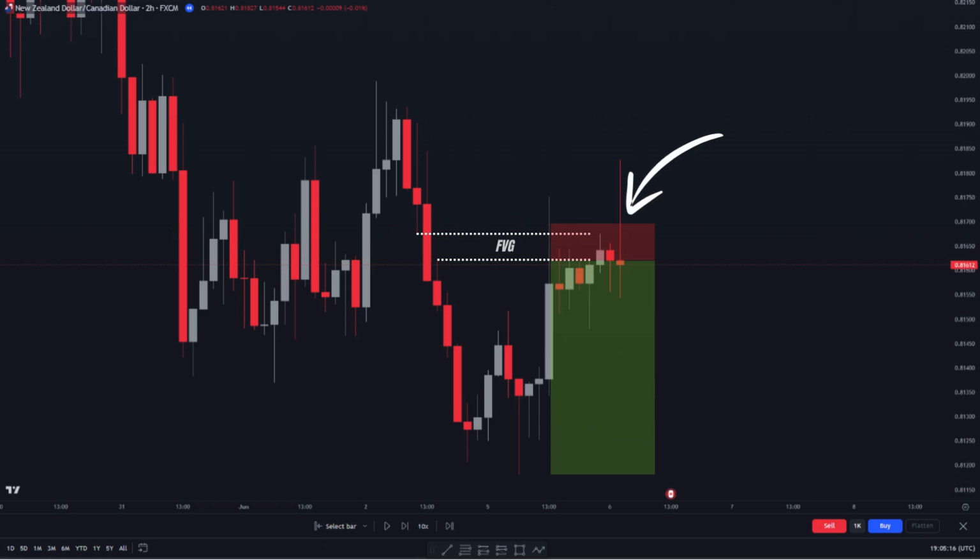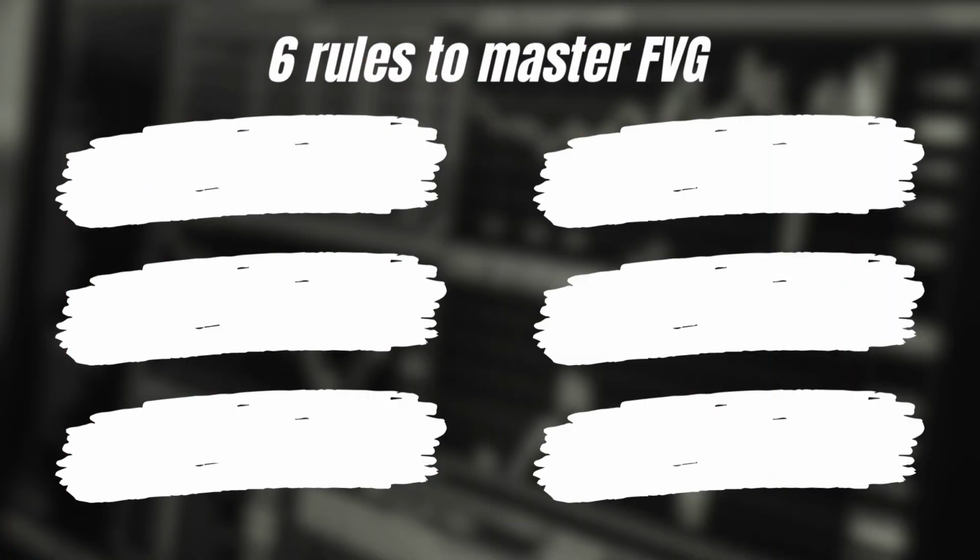The truth is, trading fair value gaps is not as easy as most traders say. Only professional traders can trade them with ease. In my trading experience and knowledge, I have come up with 6 essential rules you need to follow to master the concept of fair value gaps. These rules will help you filter out the noise, validate the significant gaps, and improve your trading success rate.